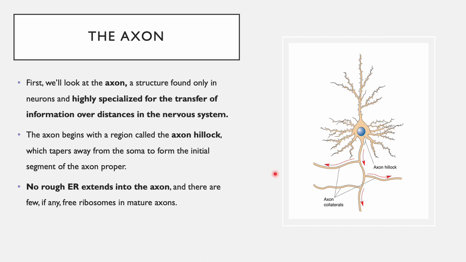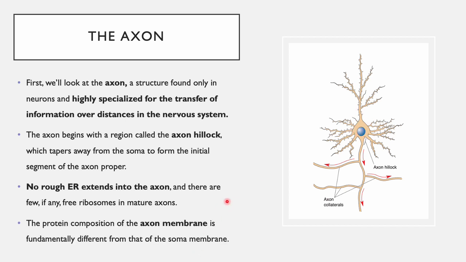It's important to note that there is no rough endoplasmic reticulum in the axon, and there are very few free-floating ribosomes, so protein synthesis does not necessarily occur in the axon. It primarily occurs in the soma or cell body. So the protein composition of the axonal membrane is quite different from that of the soma.